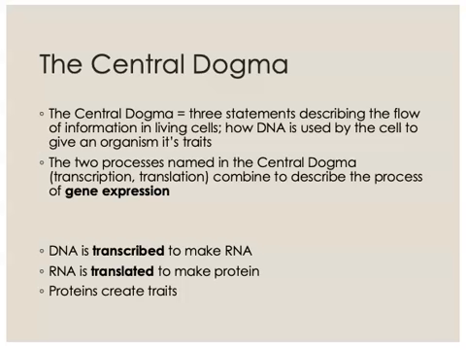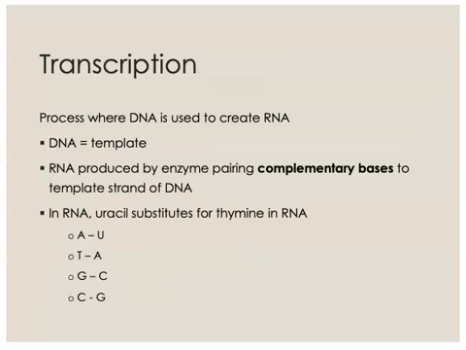The central dogma describes 2 processes, transcription and translation, and together those 2 processes make up what we refer to as gene expression. So, the central dogma tells us that DNA is transcribed to make RNA. RNA is translated to make protein, and it's protein that creates traits. Transcription is the first part of the dogma.